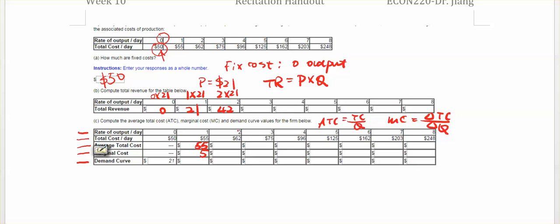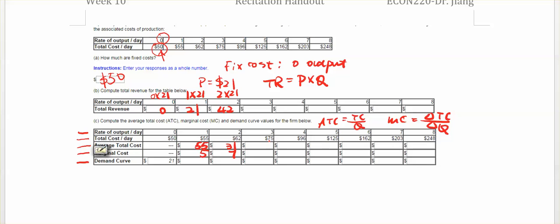And we will have two outputs. The total cost is 62, and so the average total cost is 62 divided by 2, and we get 31. How about the marginal cost? When we increase from 1 to 2 outputs, our total cost increases from 55 to 62. 62 minus 55 gives us the marginal cost, which is 7.